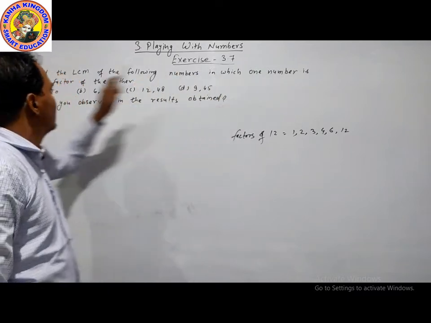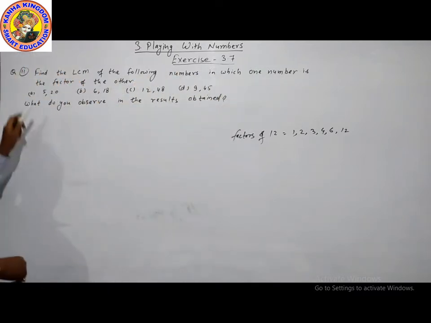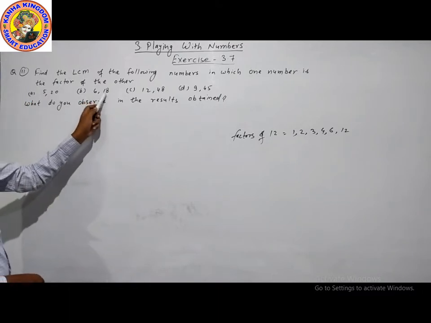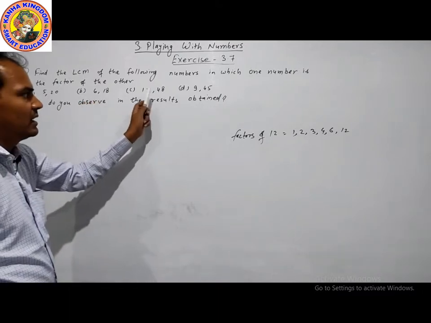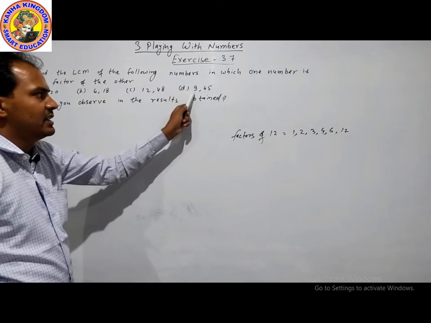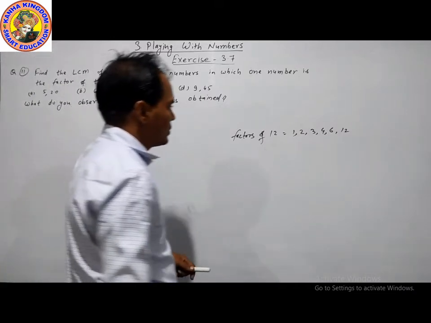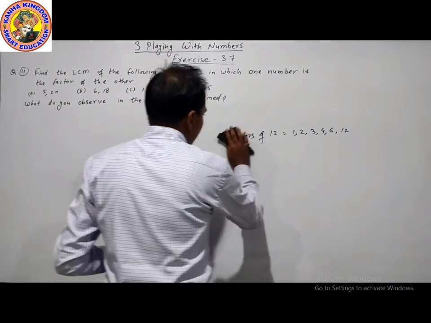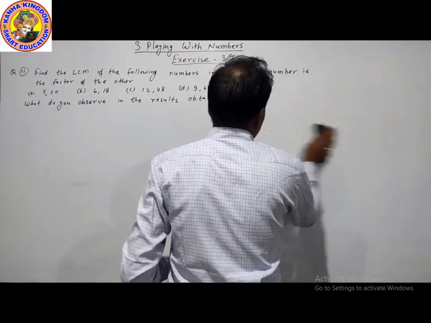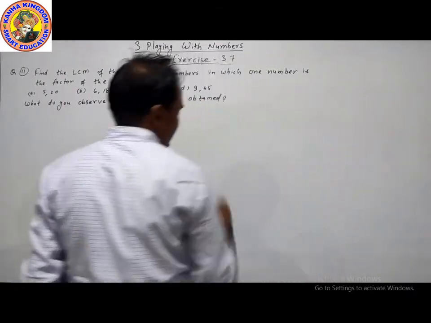One number is the factor of other. 5 can divide 20, yes. 6 can divide 18, yes. 12 can divide 48, yes. 9 can divide 45, yes. So one number is factor of other. Now we are attempting the question. Question is find the LCM and find the factor.